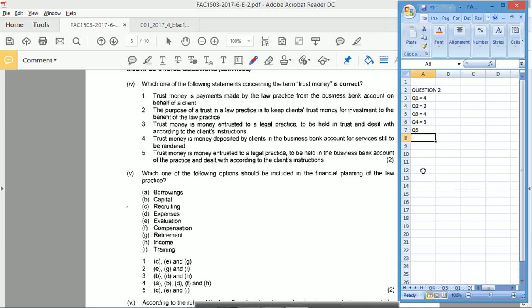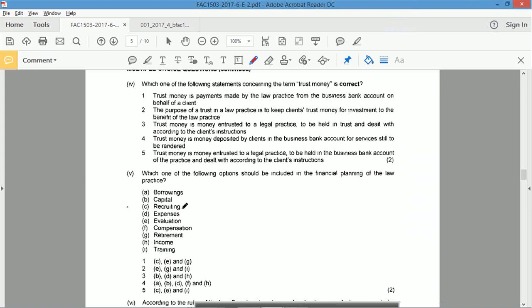Which of the following options should be included in the financial planning of the law practice? Okay, financial planning. Borrowing, capital, recruiting. Recruiting out. Expenses, evaluation, compensation, retirement, income, training. This is looking at the financial planning of the law practice. Okay, this is very specific.